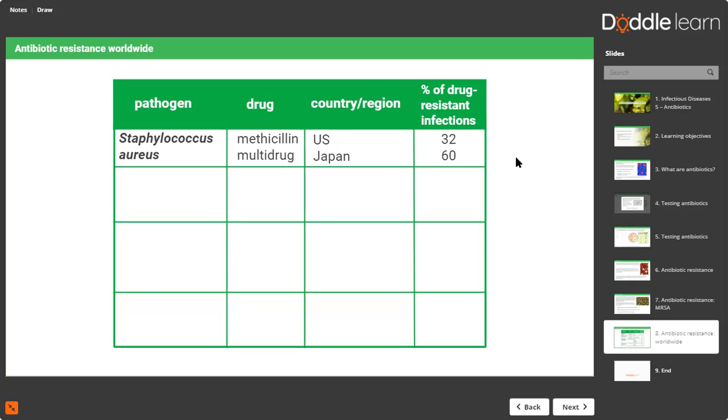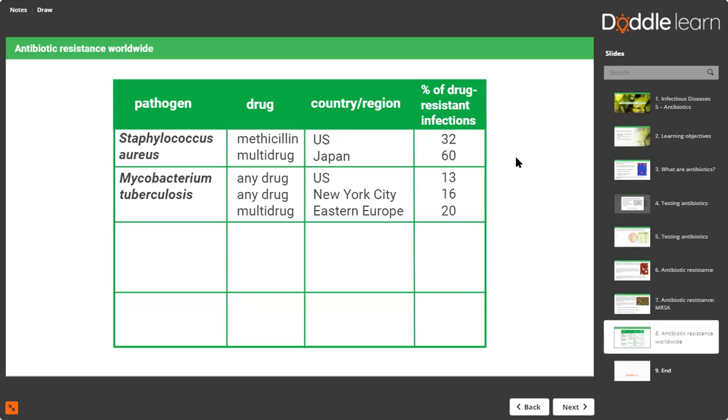So the pathogen Staphylococcus aureus is resistant to methicillin and multiple drugs, in the US and Japan, where in the US it comprises 32% of drug-resistant infections, and in Japan it comprises 60% of those infections.